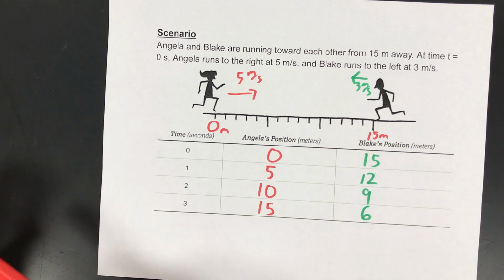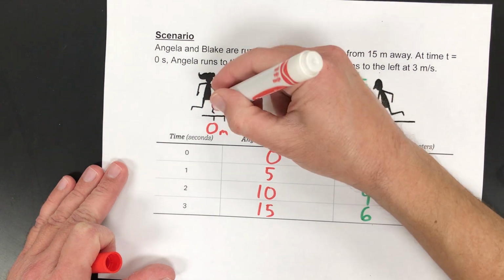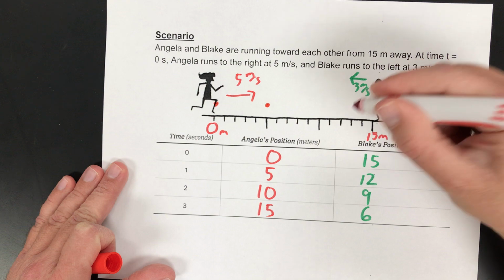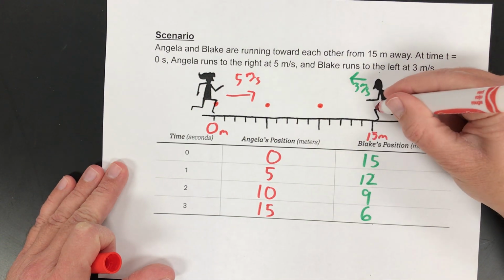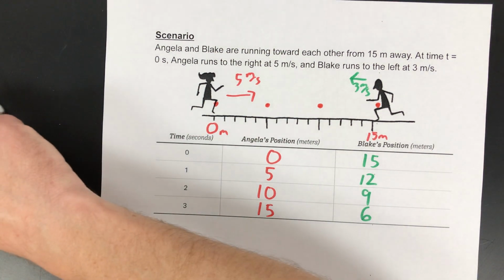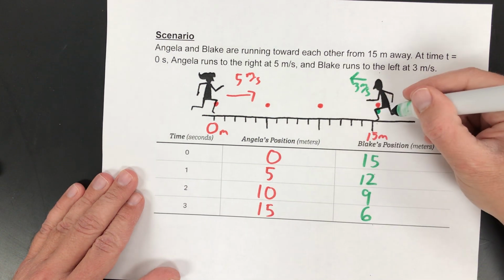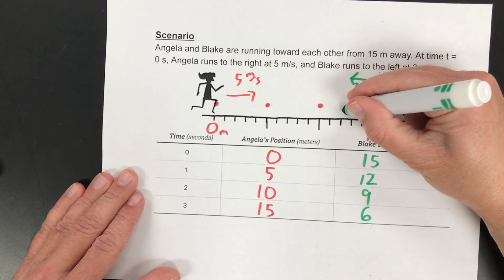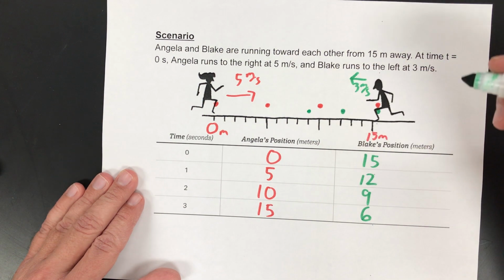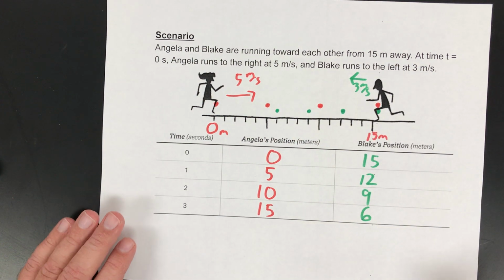They did not ask for a motion map, but I'm going to put one on here quickly because I think it helps you see it and understand it. So Angela begins here at 0 seconds. At 1 second she's at 5 meters, at 2 seconds she's at 10 meters, and at 3 seconds she's at 15 meters. Whereas Blake, he starts out at 15 meters. After 1 second, he is at 12 meters. After 2 seconds, he's at 9 meters. And then after 3 seconds, he is at 6 meters there.